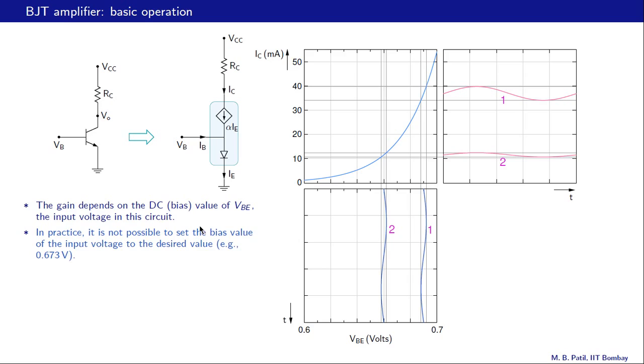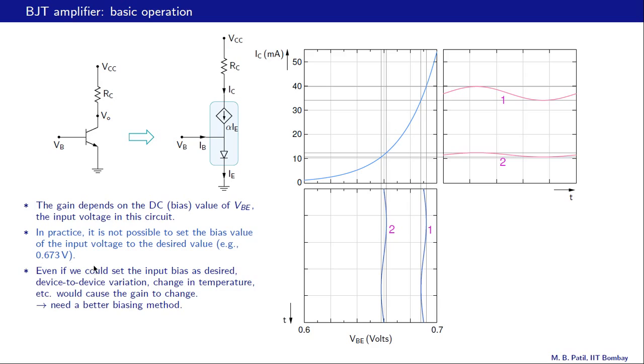Now in practice we might say that this looks better than the second waveform, and therefore let's choose the DC value to be this one rather than this one. But it's not really possible to set the bias value of the input voltage to the exact desired value that we would like, for example 0.673 volts. We simply don't have that kind of a voltage supply.